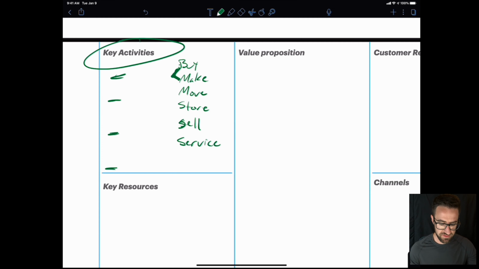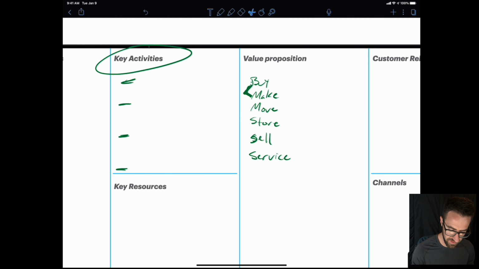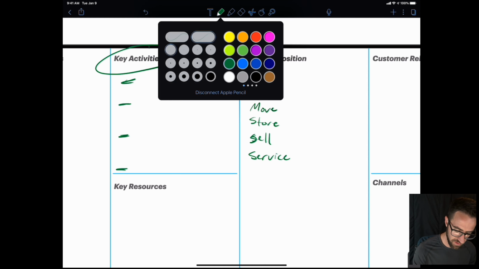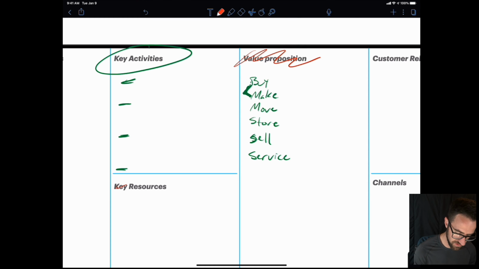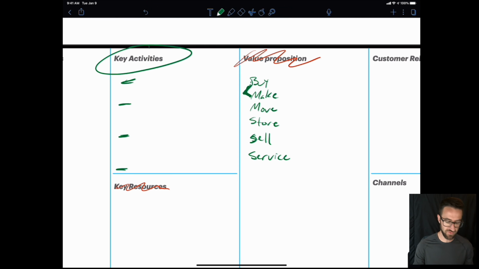Each one of these needs to be thoroughly thought out. And so let's use the example that we were looking at earlier, and walk through each one of these components. Okay, buy, make, move, store, sell. The example we were using was actually the creation of software, right?